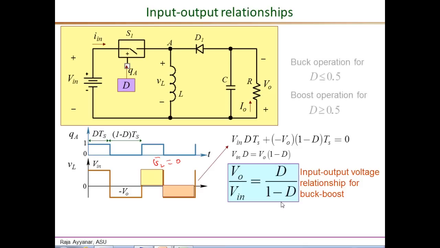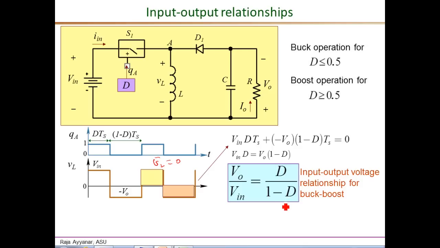So clearly for D less than 0.5, this expression comes out to be less than 1. Therefore, VO is less than Vin. That is a buck mode of operation. And for D greater than 0.5, this expression comes out to be more than 1. Therefore, VO is higher than Vin, or a boost mode of operation. The valid range of D is, of course, between 0 to 1 as indicated here.